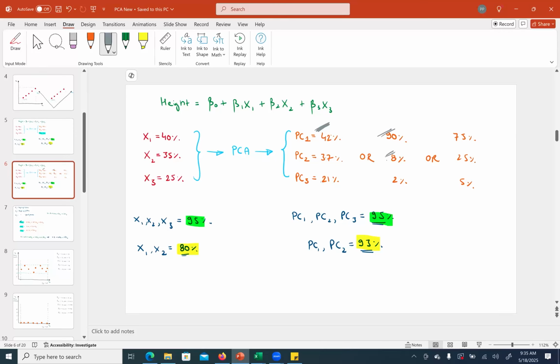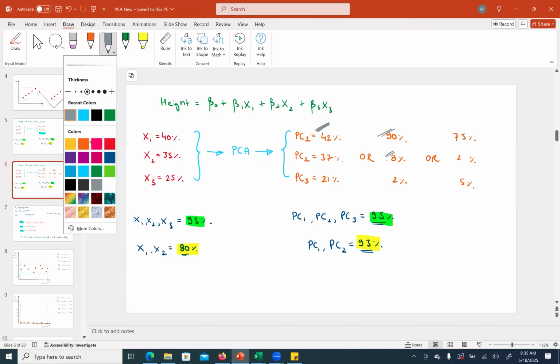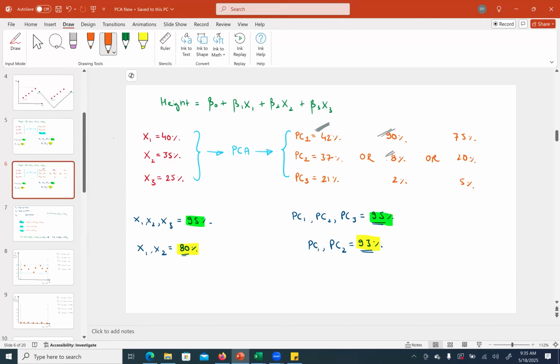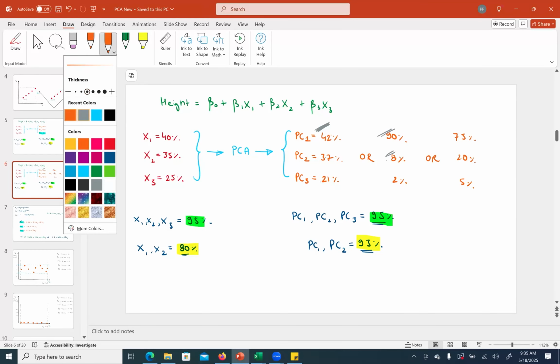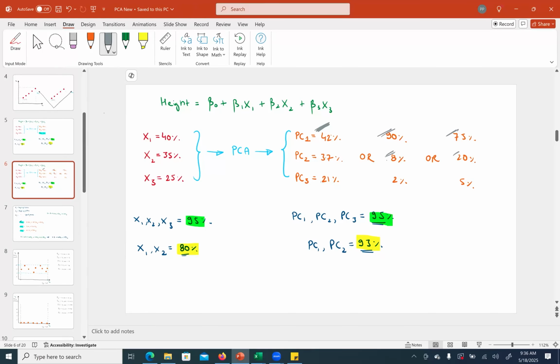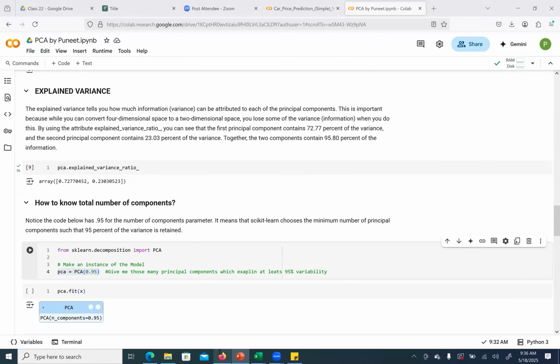right? I think this number is not correct. 75 plus 25 plus 5, no, should be 20. Here, for example, together they are able to explain 95% variability. So here, only 2 of these will get selected. Okay, so I can find principal components in this way also, where I ask for the number of principal components which explain at least 95% variability. Okay.